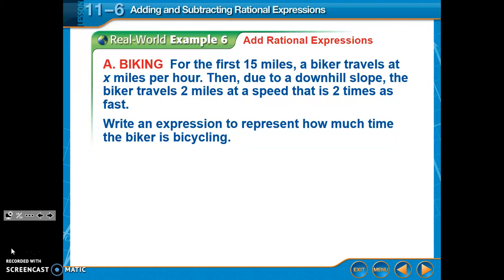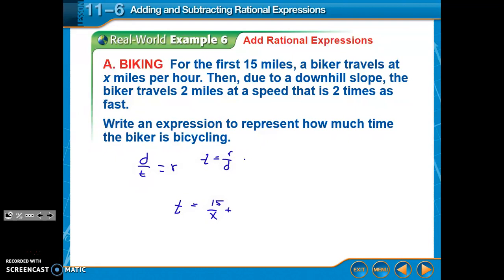So for this one, if we want to write an expression to figure out how much time the biker is bicycling, we need to find an equation for time. So we know that distance over time is rate, right? Because miles per hour is the distance and time. So if I want to find an equation for time, I can rearrange this equation and say that time is equal to the rate over the distance. So if I want to find a total equation for time for both parts, for the first part, it's 15 miles at x miles per hour. So 15 over x is going to be the first part.